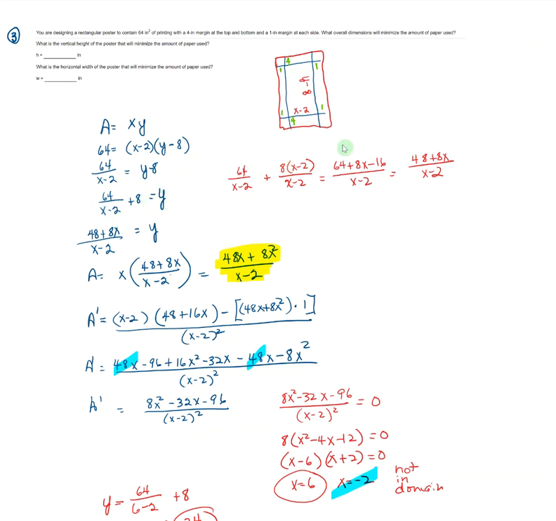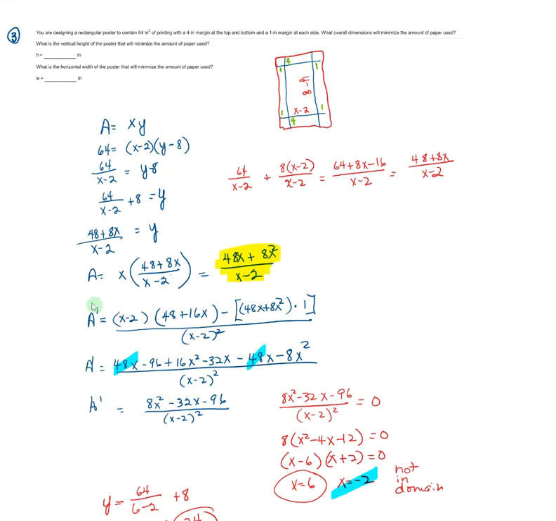Now, over here, I did the common denominator thing. I want to turn 8 into this so that it's got the same denominator. Go ahead and multiply there, get 8x minus 16. Combine the minus 16 and the 64, and you ultimately end up with this. So right here, we've got what y equals. Now I can write the area is x times that. And when you distribute that x, you've got 48x plus 8x squared over x minus 2. That is the area. We want to take the derivative of that.